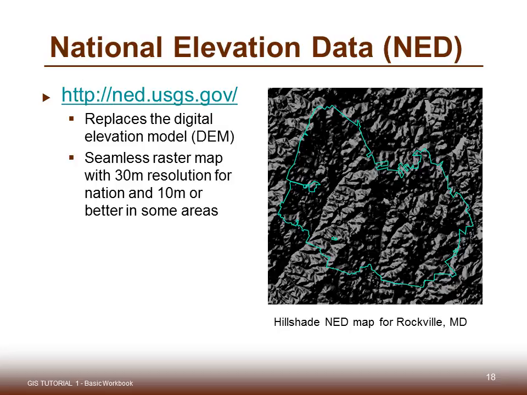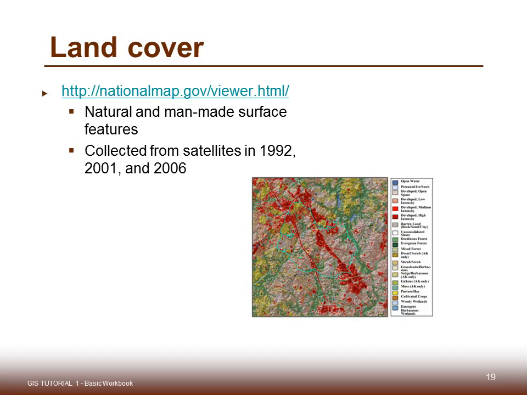The national elevation data replaced the digital elevation model system. This provides a seamless raster map with 30 meter resolution for the nation and 10 meter or better in some areas. Land cover information is available through the nationalmap.gov, and it maps out natural and man-made surface features collected from satellite data in 1992, 2001, and updated in 2006.